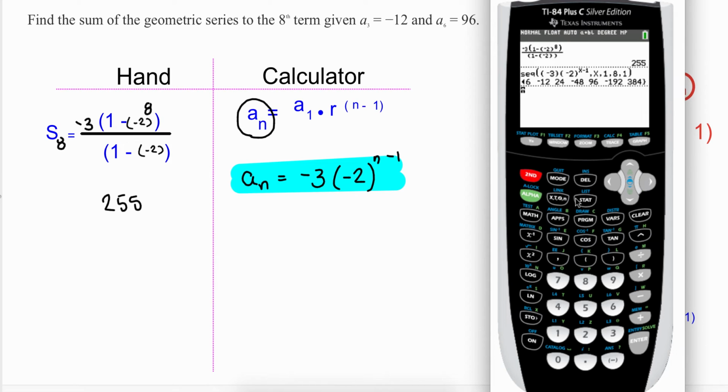I have to go back into second function stat, but this time I'm going to go over to math, and I'm going to choose number 5. I'm going to sum up this sequence. So now I'm going to go back up here and grab it. See, I'm summing up this sequence. Voila, 255.